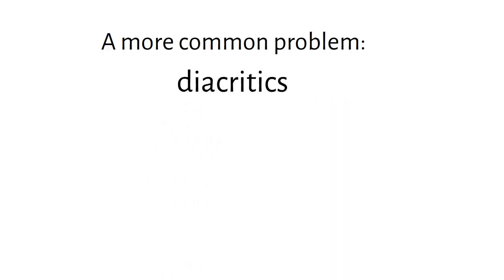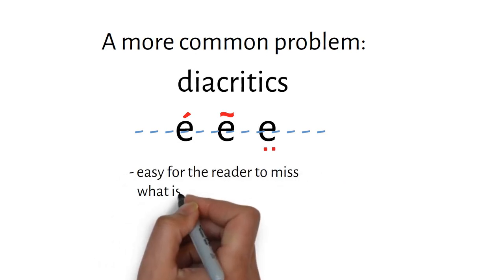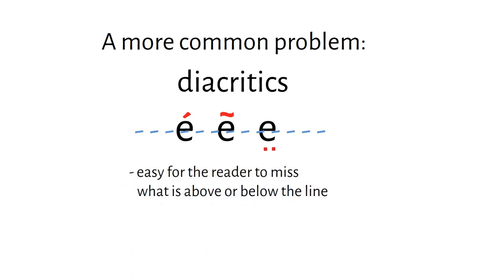But there's a more common problem with appearance that many languages have. Yes, this problem is about diacritics, extra marks above or below the letter. These might mark tone or something else. Readers' eyes move along the line, and it takes extra effort to move your eye up or down, even a little. So it is easy for the reader to miss what is above or below the line, and diacritics make the letter harder to recognize.